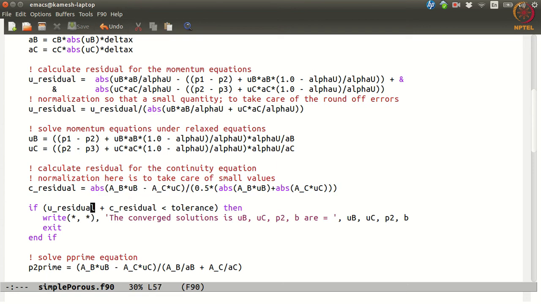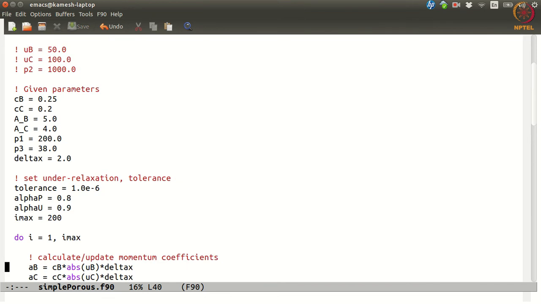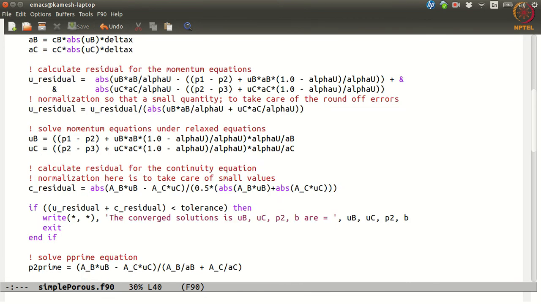Okay, fine. Essentially these two, the continuity residual and the momentum residual, are what tell us that if these two together are less than the tolerance that we have specified, which was 1e minus 6, right, then we have converged to a particular solution. Okay, and then we are going to print the value of UB, UC and pressure at the cell, and we are also going to print the B. B is nothing but the value of the continuity equation. Okay, so that's what we're going to do. All right, so that is as far as the program is concerned.